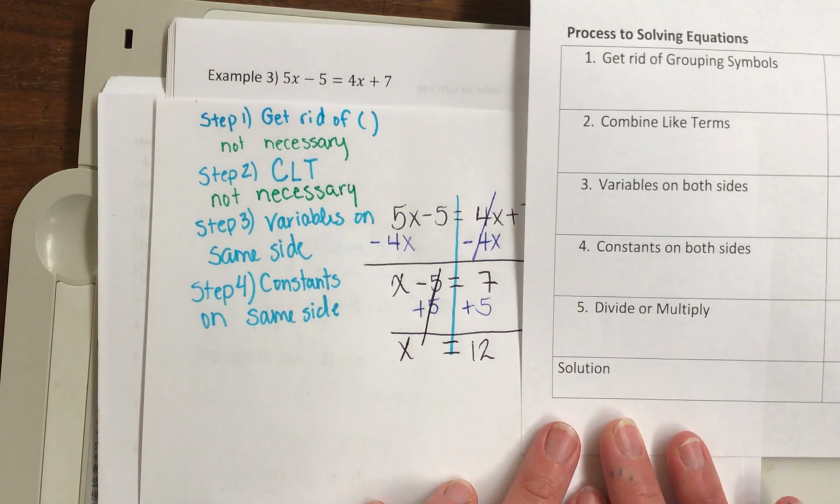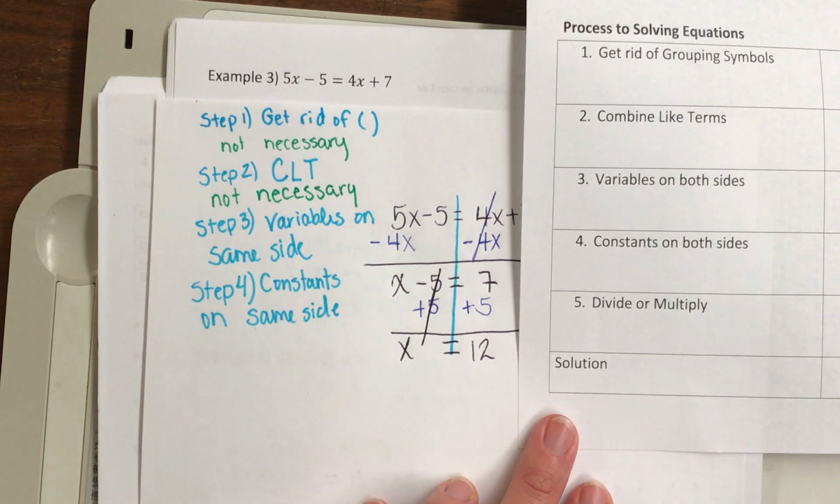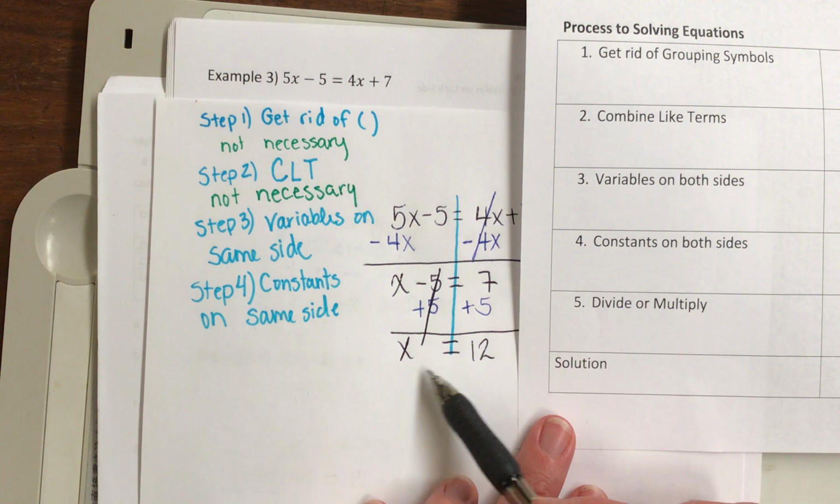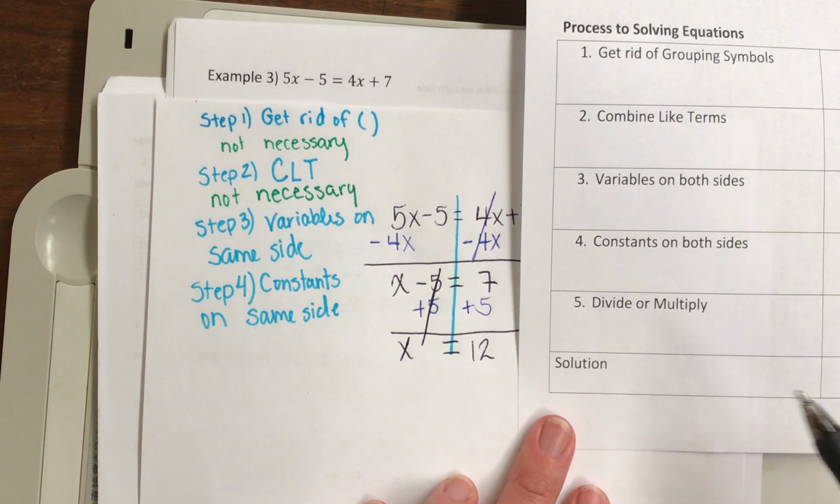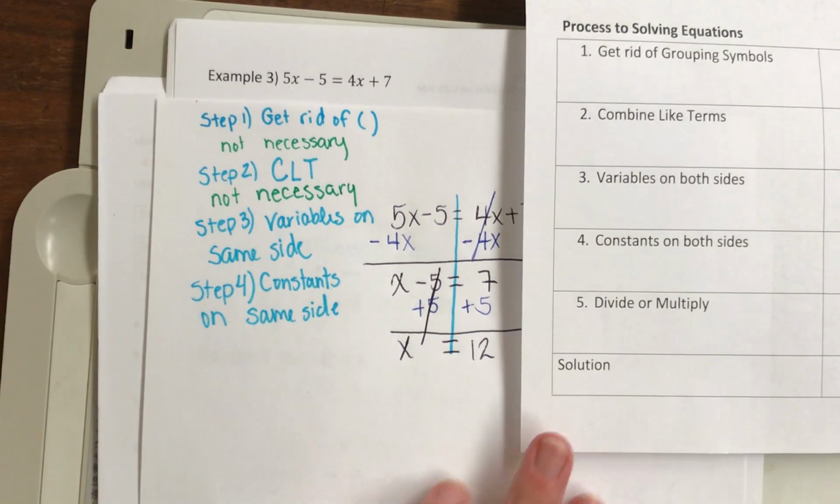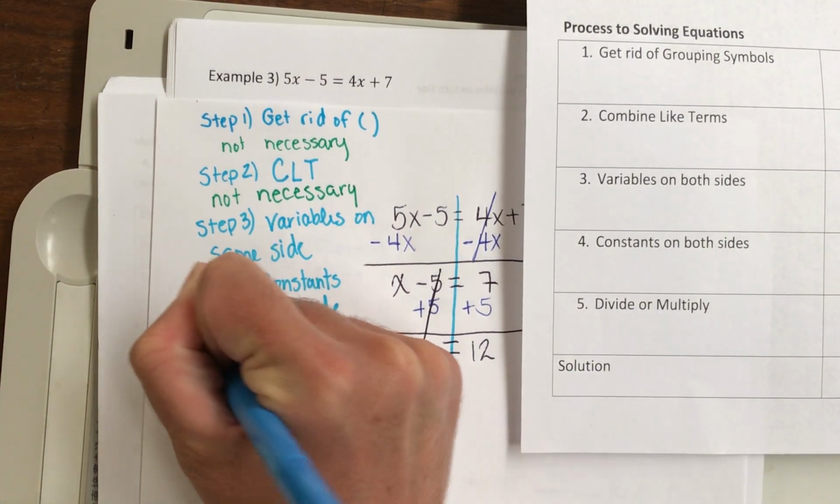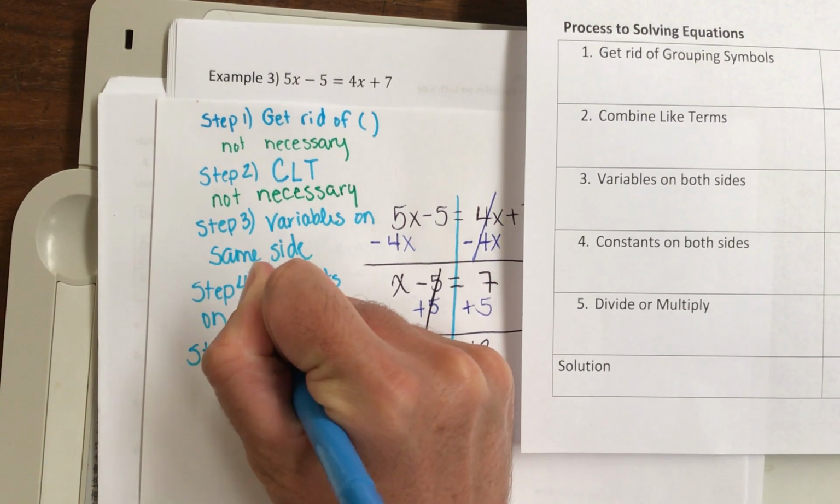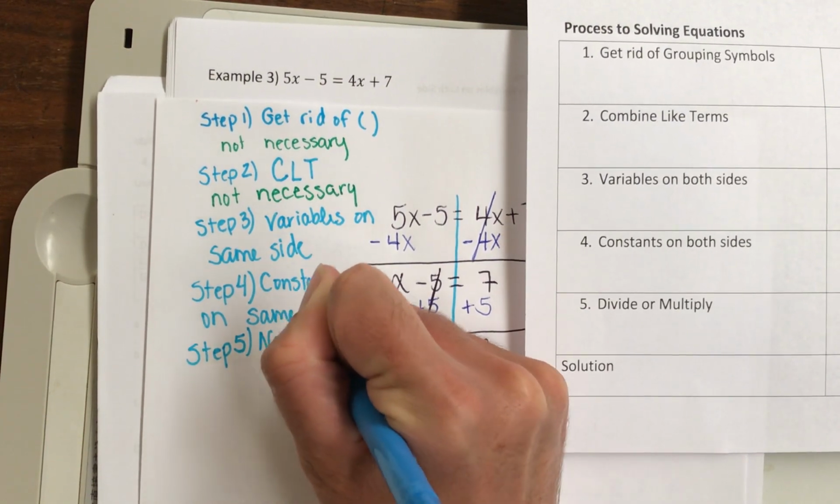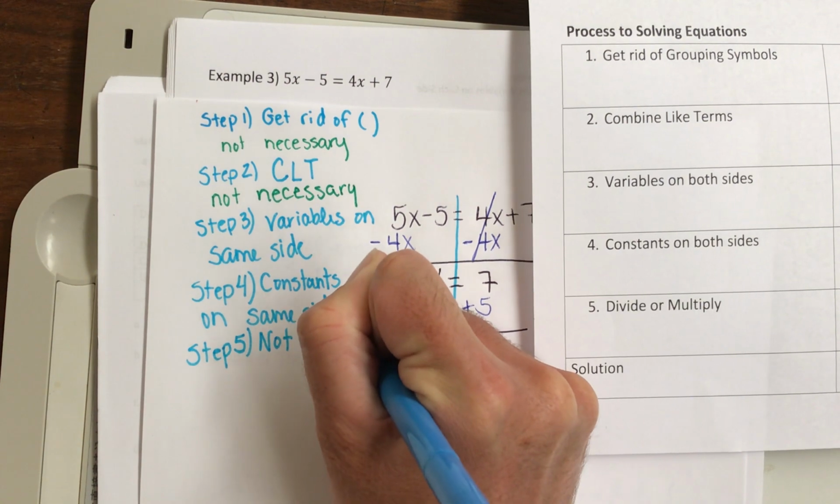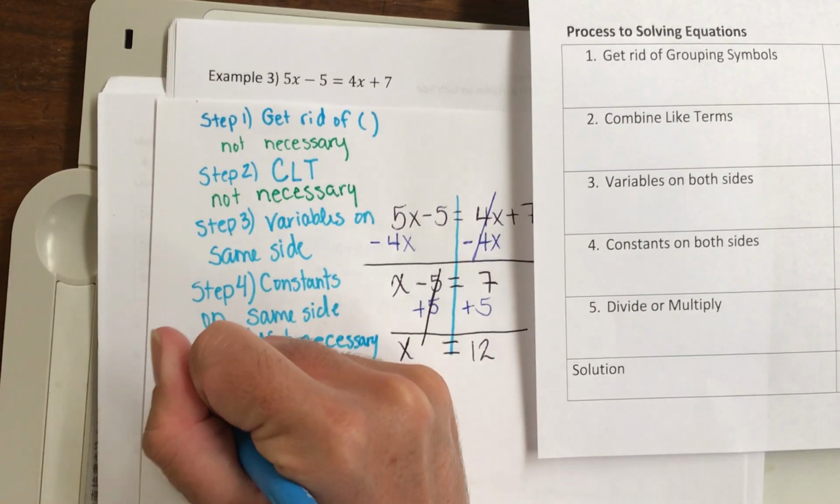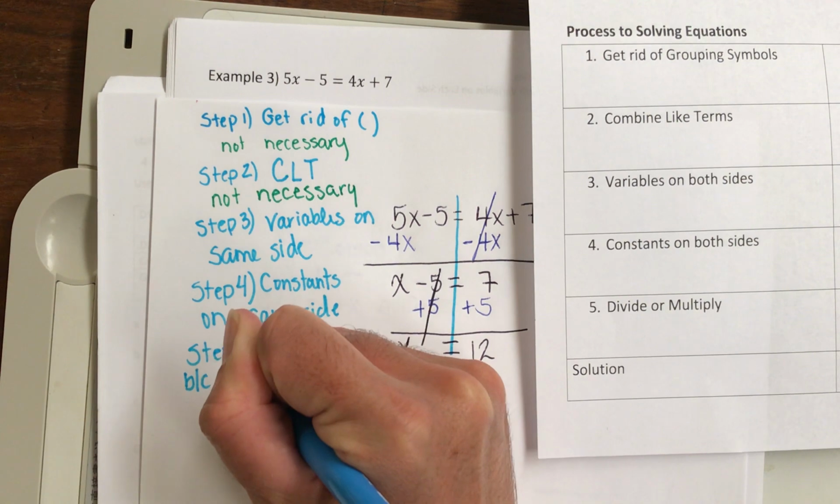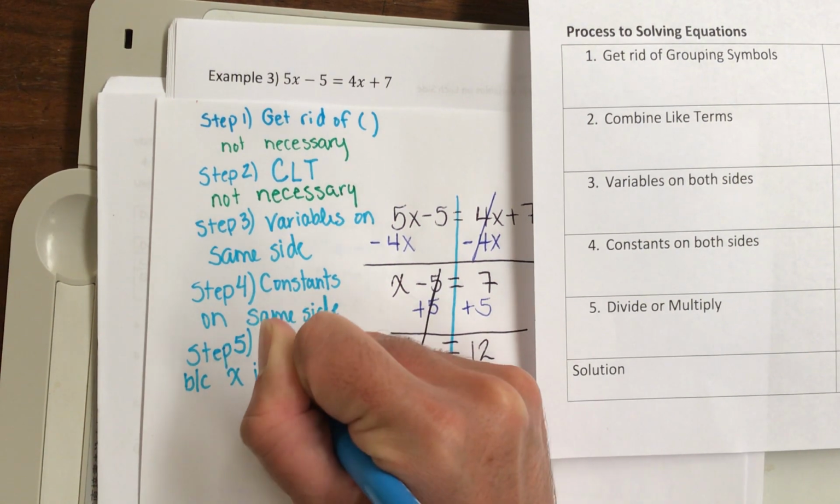Now, the last step, step 5, says to divide or multiply, or undo division or multiplication. Well, if I look, there's nothing to divide or multiply by. x is by itself, so step 5 is not necessary, because x is isolated.